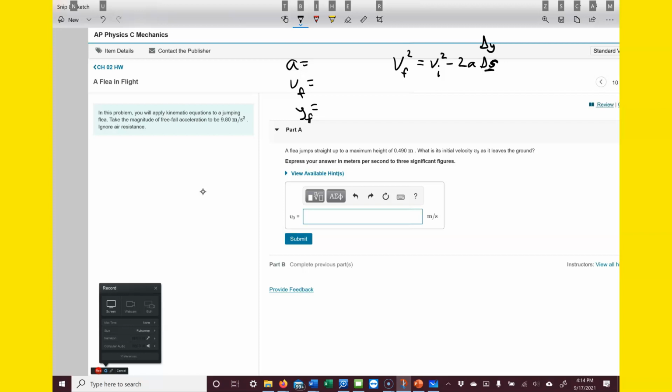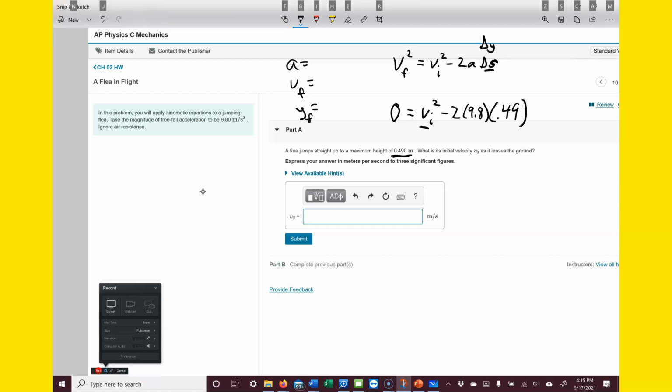So let's just see how this would work in this problem. Final velocity, we've already said, at the maximum height would be 0. VI is what we're looking for. We know A is 9.8. And we know delta S. Delta S is the change in position during that movement. So it goes from 0 to 0.49, so it'll be 0.49 minus 0. So it's just 0.49. Delta S, the change in position, is 0.49. And look, I only have one variable. I don't have to do substitution or anything. It's just a straight up algebra problem from here.